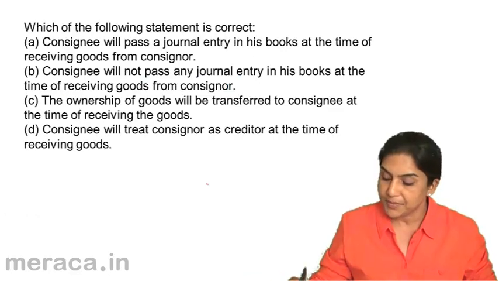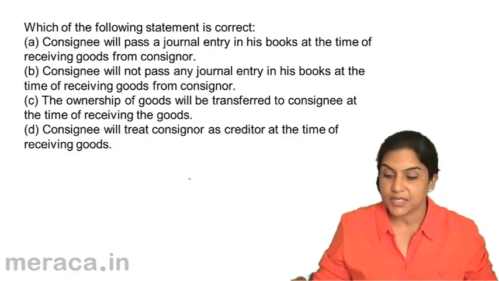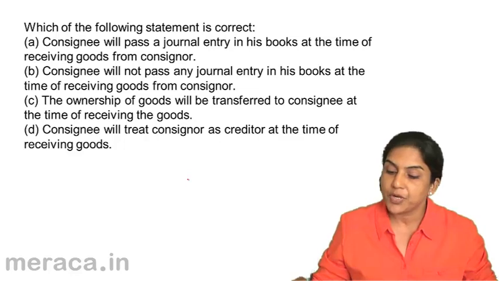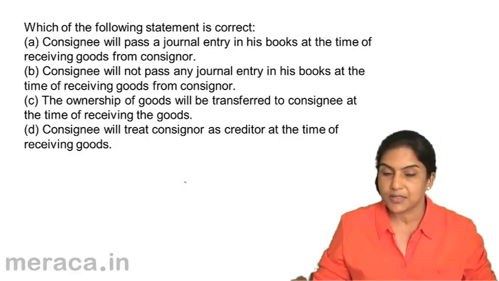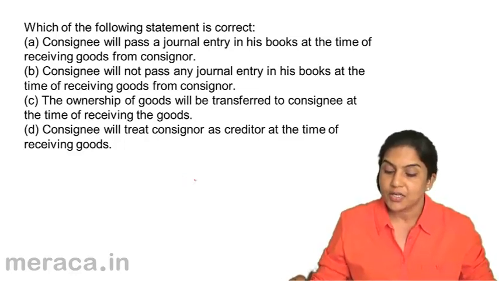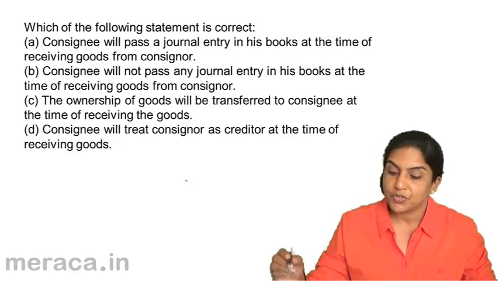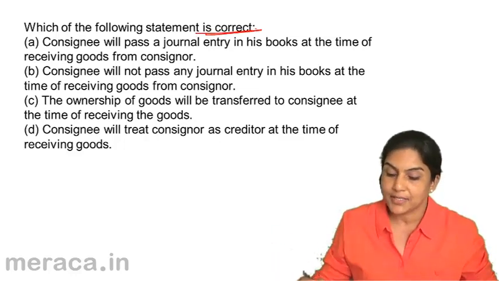Which of the following statements is correct? A. Consignee will pass a journal entry in his books at the time of receiving goods from consignor. B. Consignee will not pass any journal entry in his books at the time of receiving the goods from consignor. C. Ownership of goods will be transferred to consignee at the time of receiving the goods. D. Consignee will treat consignor as creditor at the time of receiving the goods.